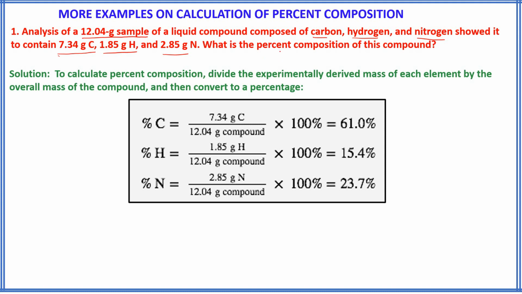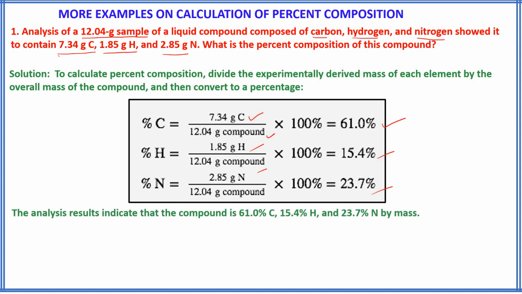Very simple. What is the mass of carbon? Yes, this is the mass of carbon. Total mass is how much? 12.04, multiply with 100. The percentage of carbon is 61%, right? Again, hydrogen is 1.85. The total mass will be the same, 12.04. You get 15.4%. Again, the weight of nitrogen in the given sample is 2.85, and the total mass is the same, so 23.7. In total you get 100%.